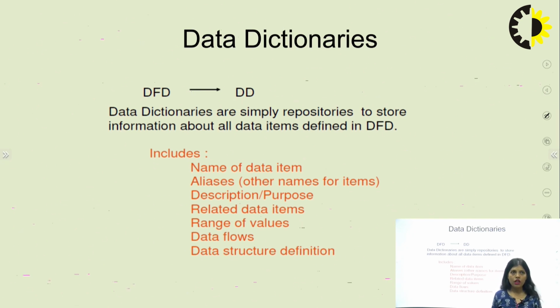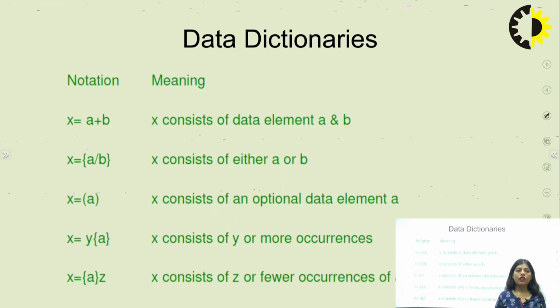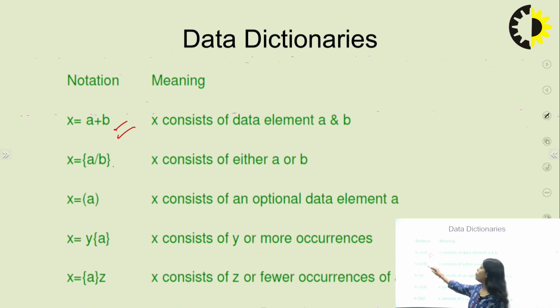the DFD. So it stores information like the name of the data item, the other names for the item, description of the item, related data items, range of values, data flows, and data structure definition. So these are some notations of the data dictionary, like x = a + b. It means x consists of both the elements a and b. x = a | b means x consists of either a or b.